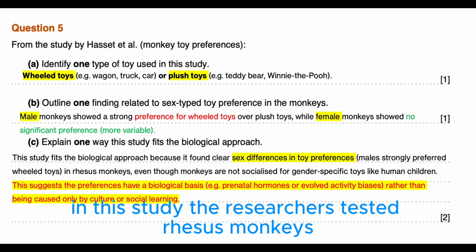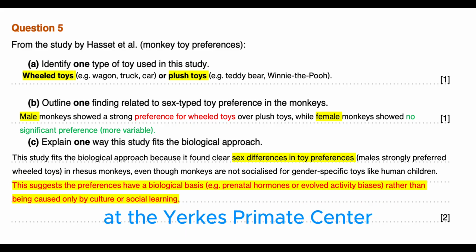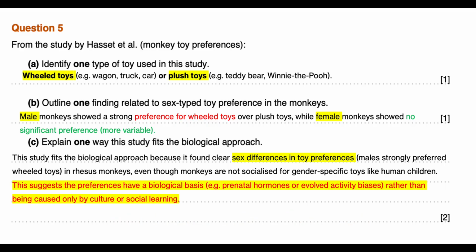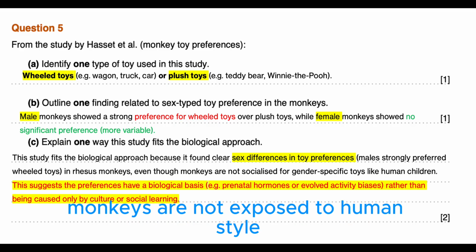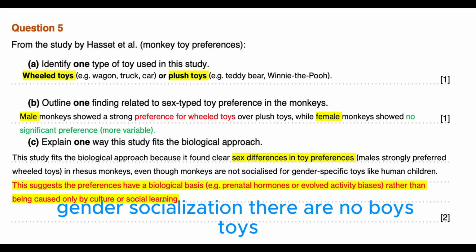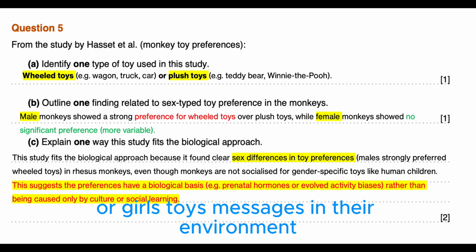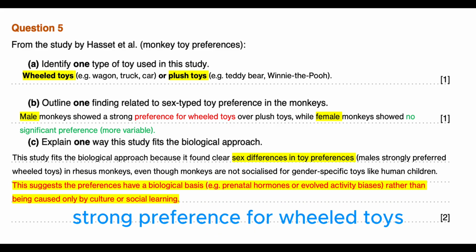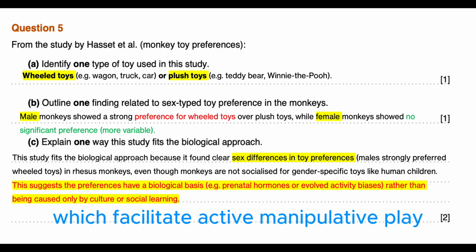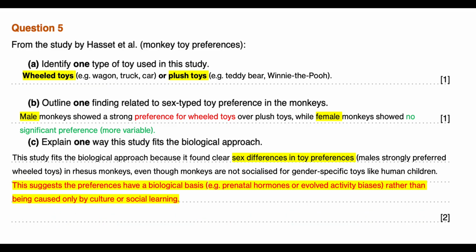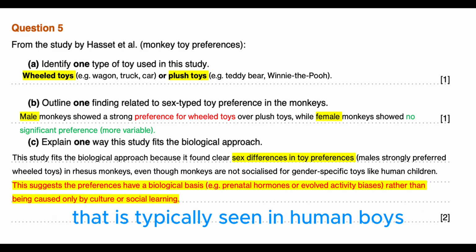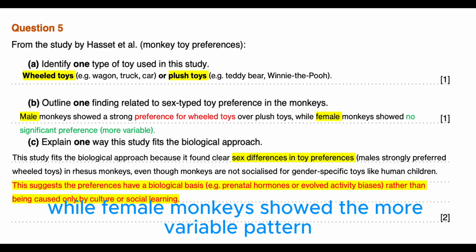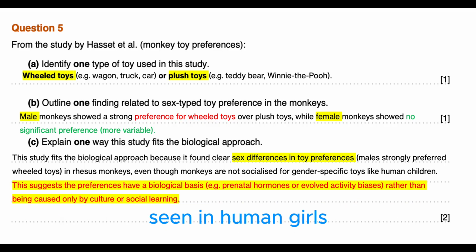In this study, the researchers tested rhesus monkeys living in a natural social group at the Yerkes Primate Center. Monkeys are not exposed to human-style gender socialization. There are no boys' toys or girls' toys messages in their environment. Despite this, the male monkeys showed the same strong preference for wheeled toys, which facilitate active manipulative play that is typically seen in human boys, while female monkeys showed the more variable pattern seen in human girls.